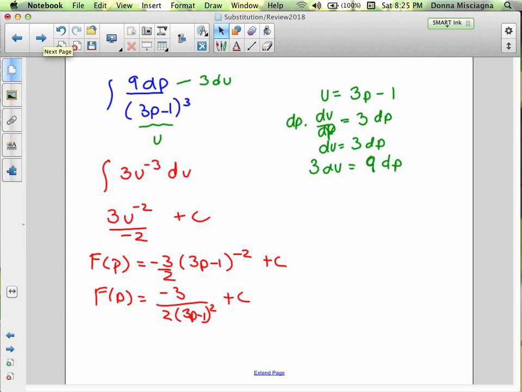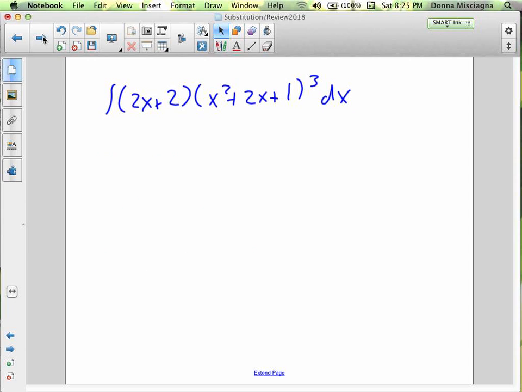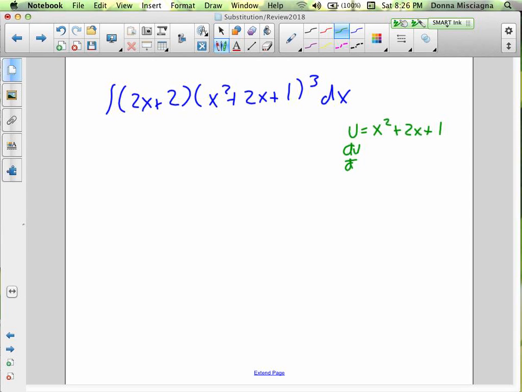Let's do another one. All right, so we've got something raised to a power. The stuff on the inside will be the u: x squared plus 2x plus 1. Du dx is 2x plus 2, right? The derivative of x squared plus 2x is 2x plus 2. All right, we've got everything we need.